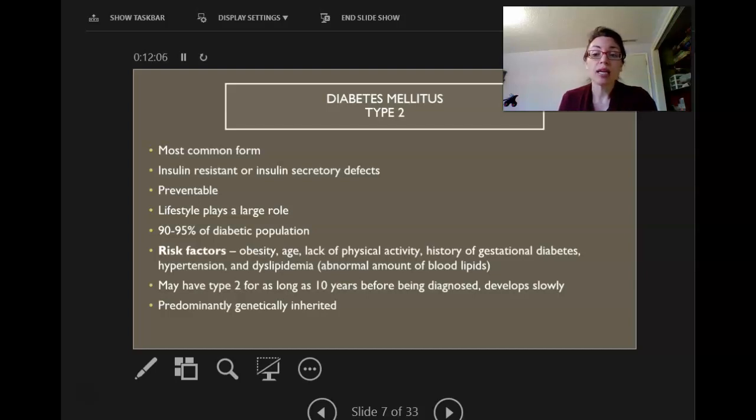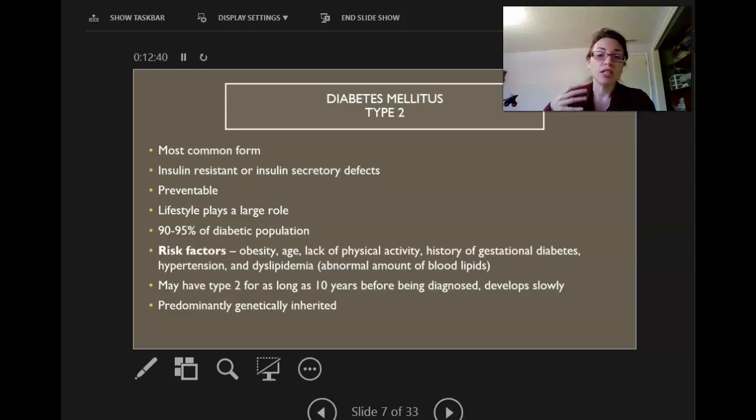The risk of developing macrovascular or microvascular complications, that would be problems with the large and small blood vessels, is high with type 2 diabetes. Predominantly, again, it's genetically inherited and has no association with an autoimmune or beta cell destruction. So unlike type 1 that they suspect could have something to do with an autoimmune condition, type 2 is a genetic disposition that's predominantly lifestyle triggered.